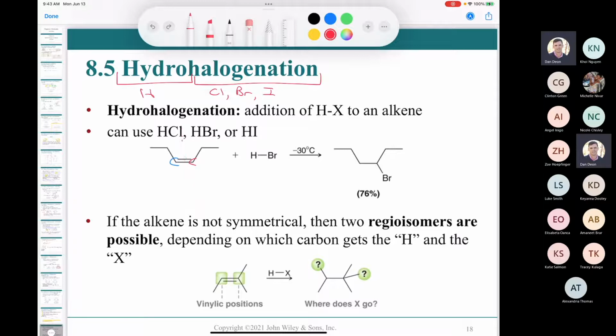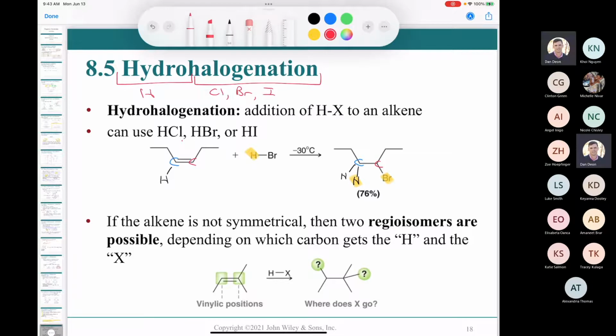But either way, on the blue carbon, you've already got a hydrogen on there, right? So now you're adding a second hydrogen, the hydrogen from the HBr. So we have the original hydrogen, and then you've added a hydrogen from the HBr molecule, and you've added the bromine to the carbon in red. Hydrohalogenation: adding a hydrogen and a halogen.